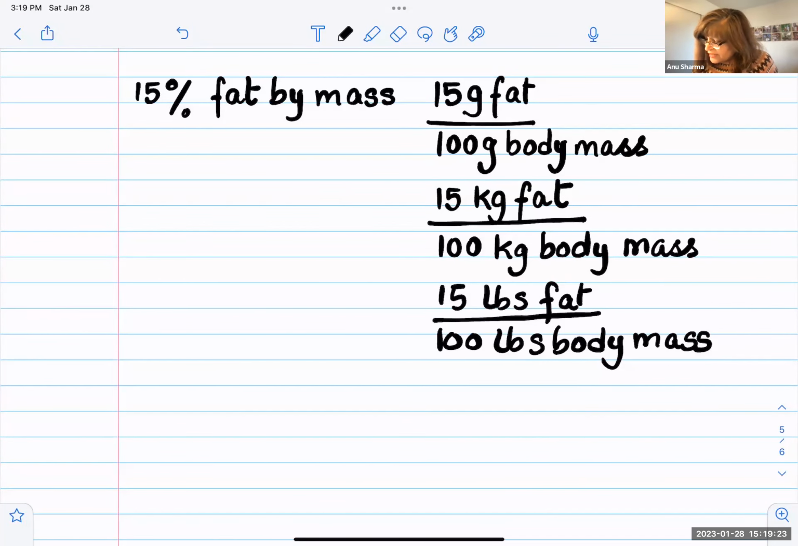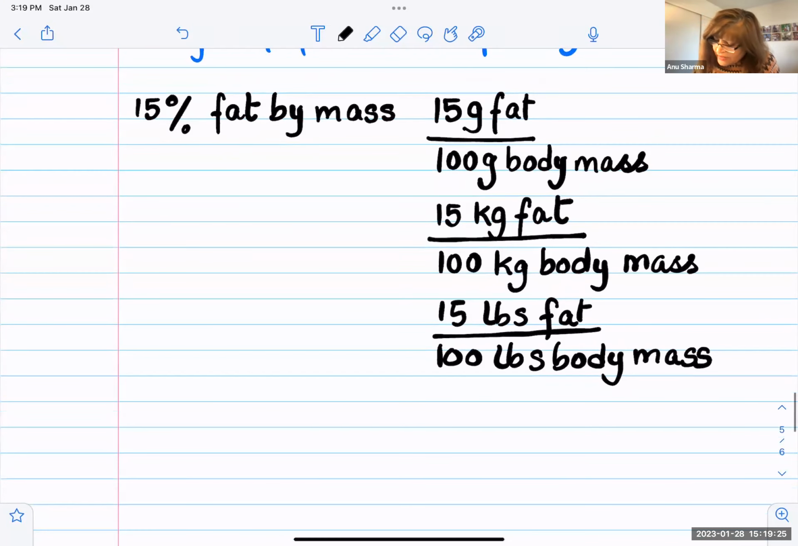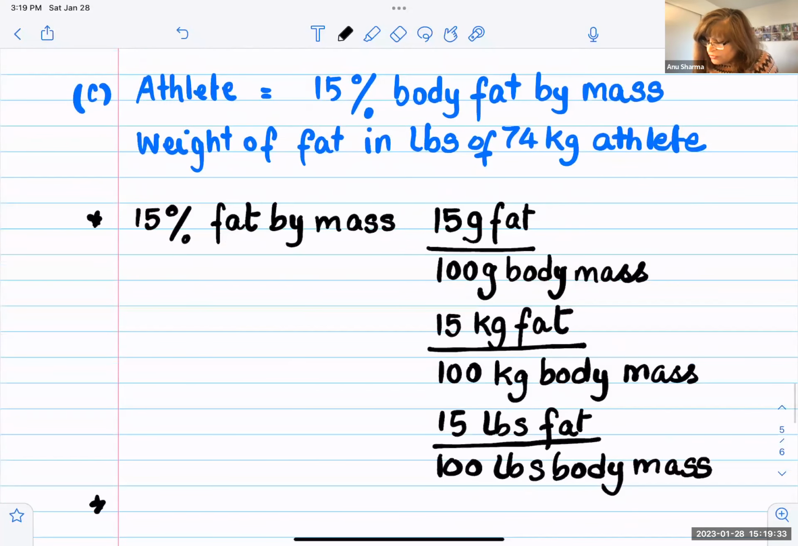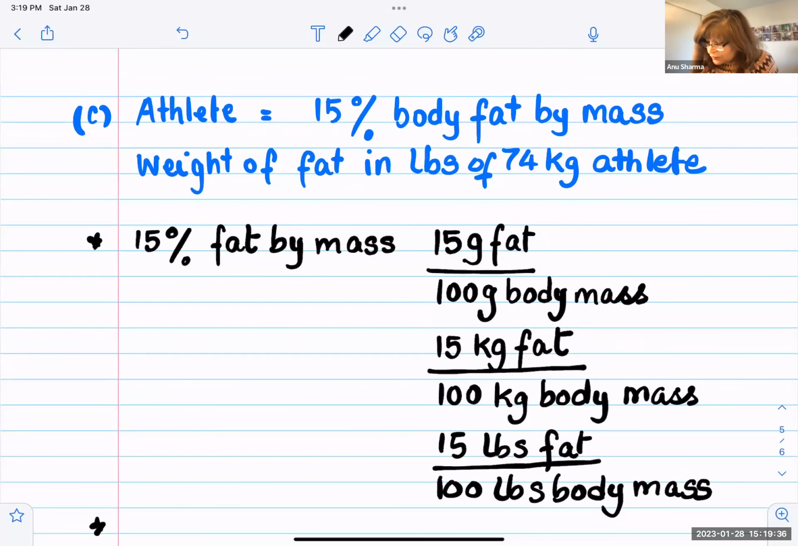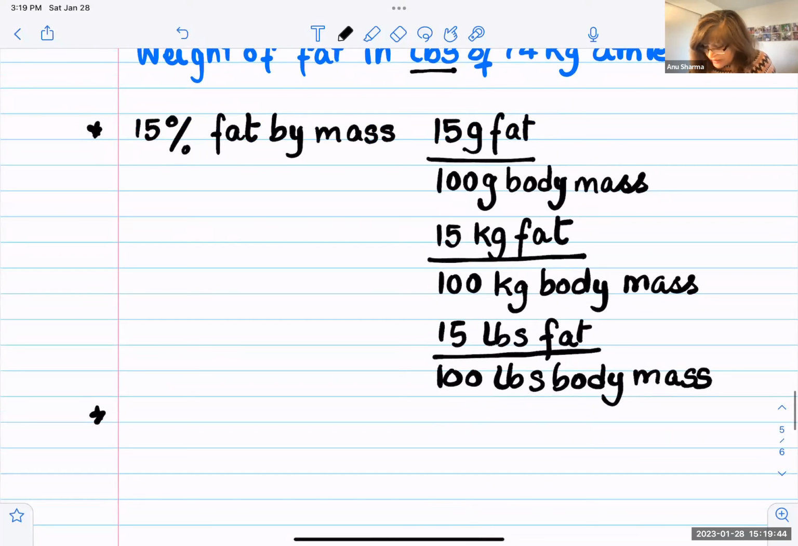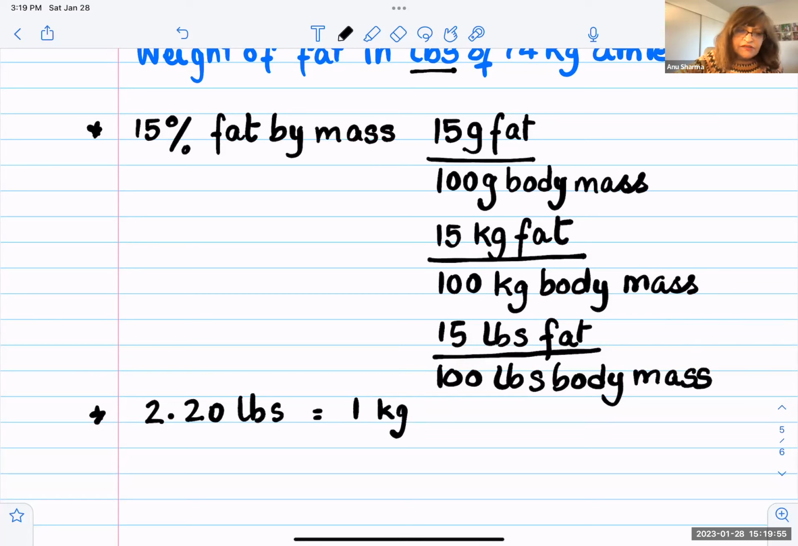So in this case, let's just keep that. These are just some examples, okay? The next thing is, from the tables, we can get the relationship between pounds and kilograms, because they're asking us what is the weight of fat in pounds. So we need that. Here we see that 2.20 pounds is equal to 1 kilogram. That is from the reference tables. So 2.20 pounds is equal to 1 kilogram.